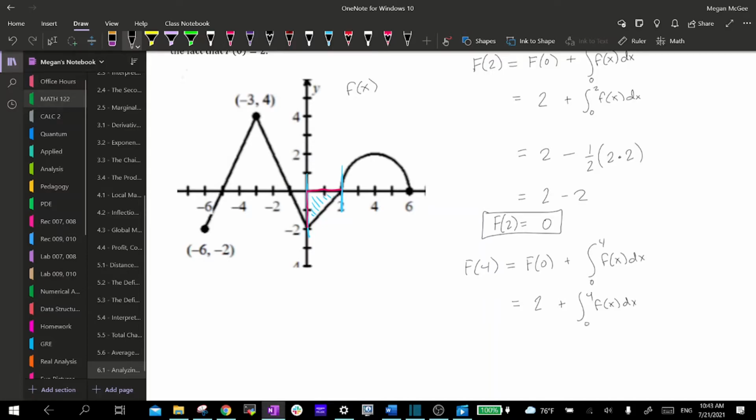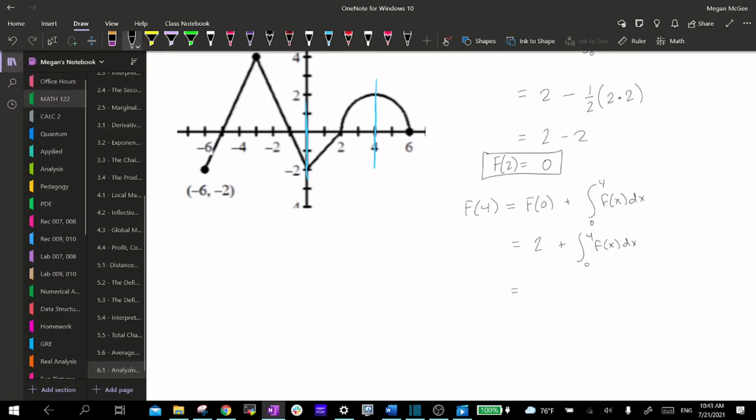Well, that's going to be starting at 0, but going all the way up to 4. So starting at 0 and going up to 4. So we notice we have some negative area and some positive area. Okay, that negative area, I'm not going to go ahead and recalculate, but you could.